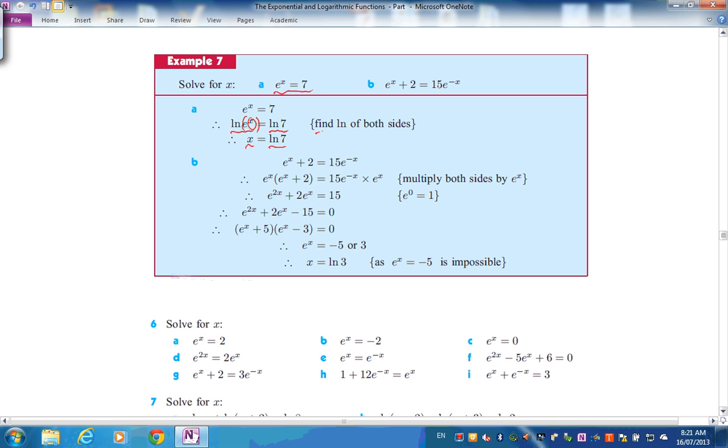So the idea of finding the log of both sides goes back to your fundamental exponential equations. You're trying to write both sides as a power of the same base. Here you'll use e because this one's already written as a power of e. Okay, let's look at the second example here now. e to the x plus 2 equals 15 e to the neg x times e to the x. It was 15 times e to the neg x, sorry.